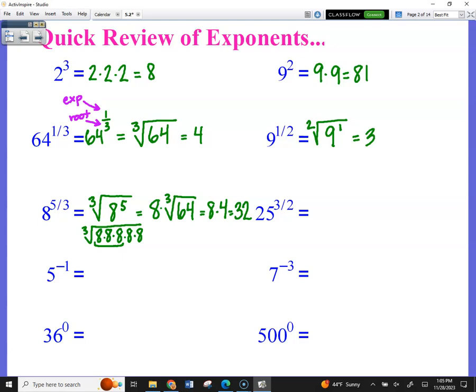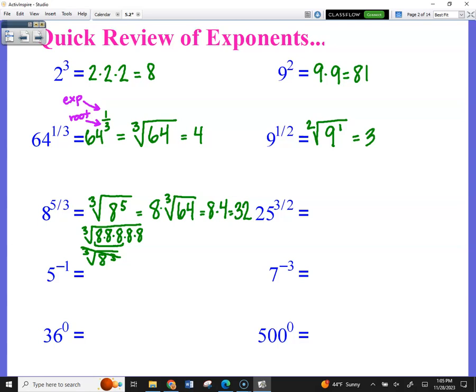The cube root of 8 cubed would be just 8, because it cancels. Cube root of 8 cubed. Those cancel. You see that? So I pulled that 8 out right there. Now what's left? There's 2 left. That's where the 64 came from. And what is the cube root of 64? 4. So that's how we calculate it by hand.